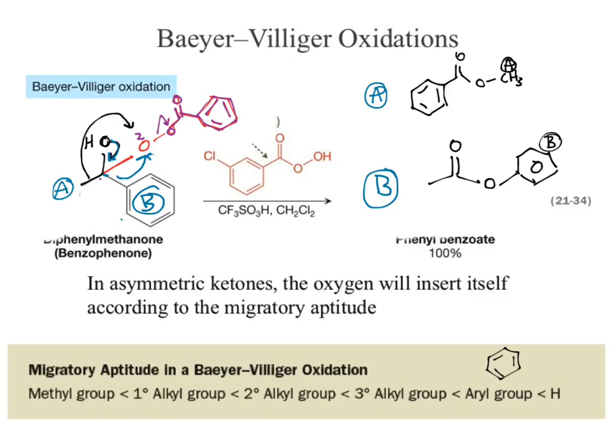Which is our product, A or B? B. The phenyl is the one that migrates. Right? A does not happen. How do we know A does not happen? Because of the migratory aptitude. Where did we get the migratory aptitude from?